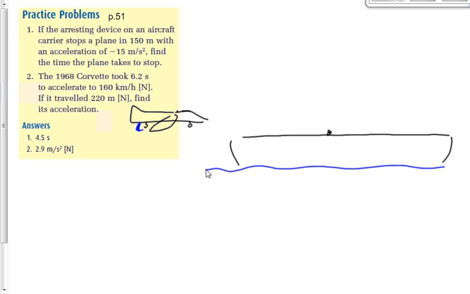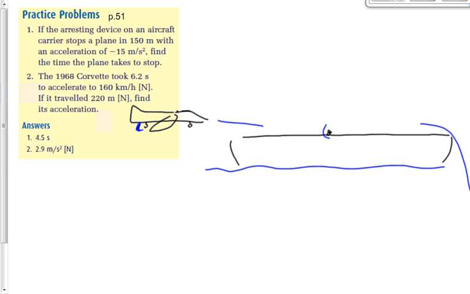Why would you want to go faster as you're landing on this aircraft carrier? In case you miss. If you're going too slow and you miss, you crash into the ocean, right? If you're going faster and you miss, you go back up. So if you miss landing, you just go right back up. As soon as this plane comes down here and that little hook catches on that steel cable, that's when the reverse thrusters go.